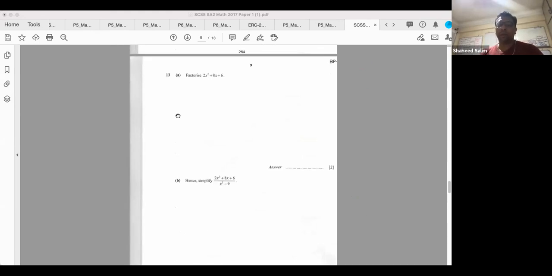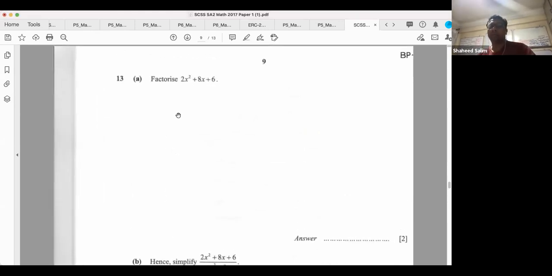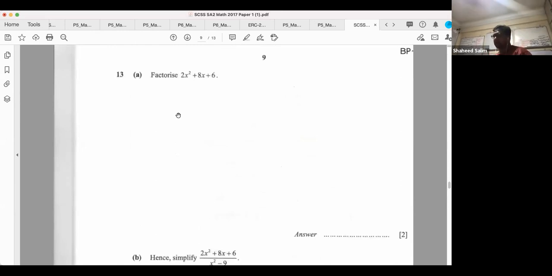These last two. Number 13 now. Can you factorize this? Before you start factorizing, try to divide the numbers. Can you take out any common factors first? You must use completing the square, but factorize, make it simpler first.